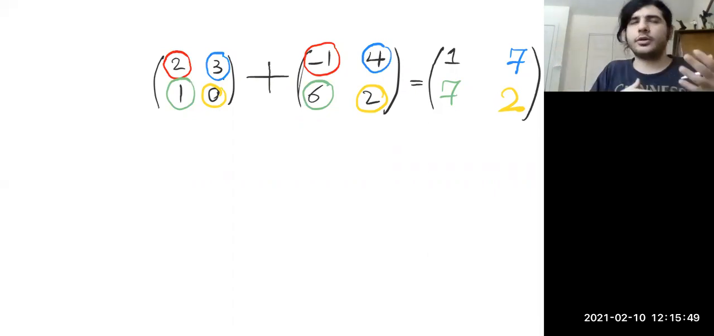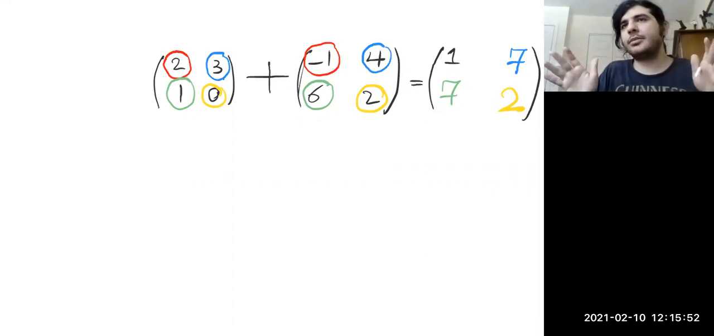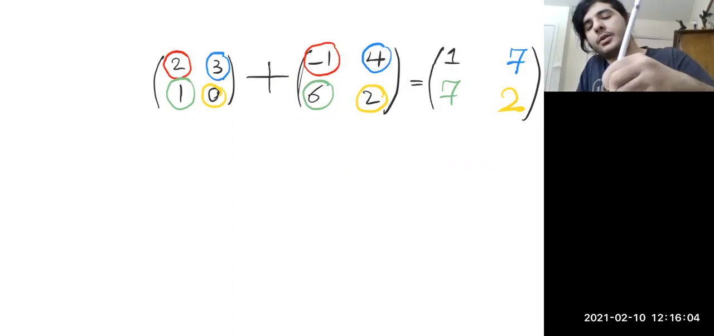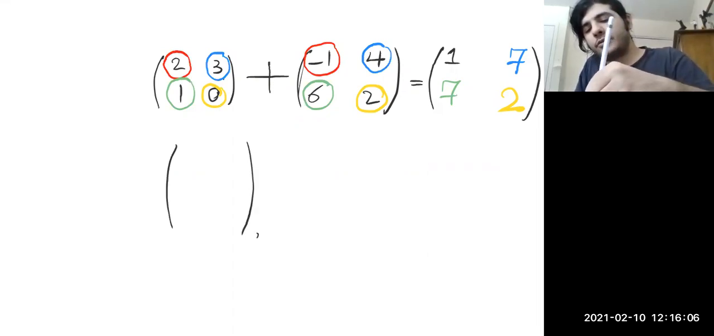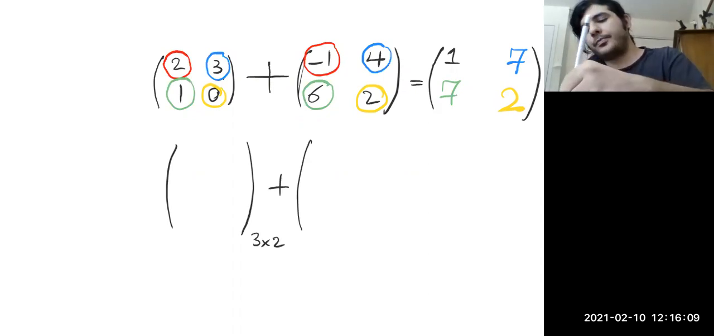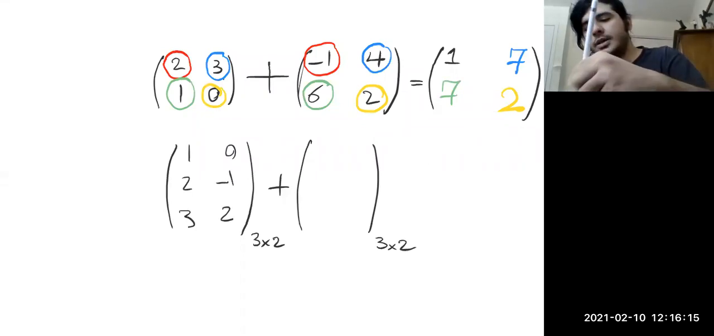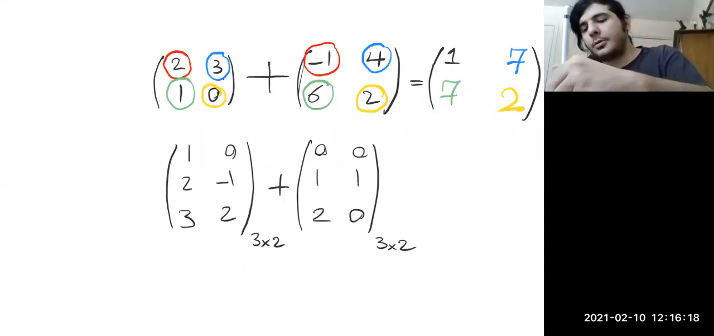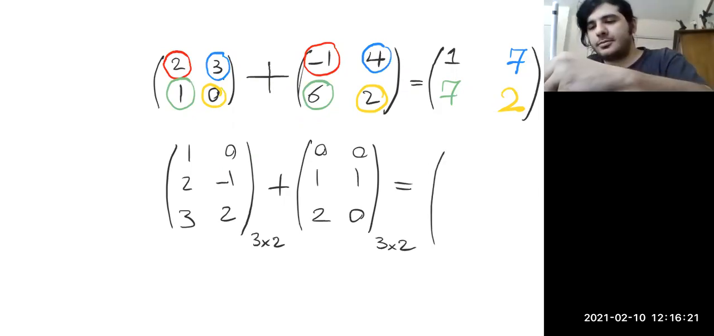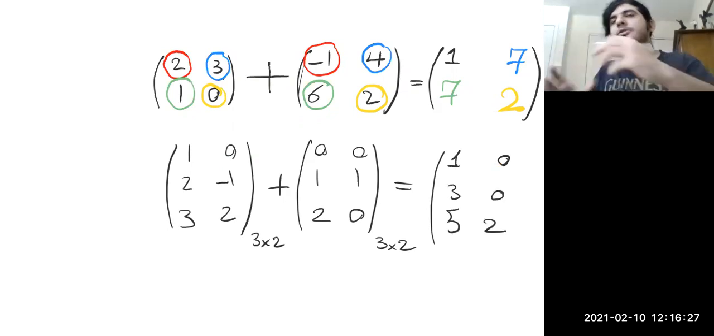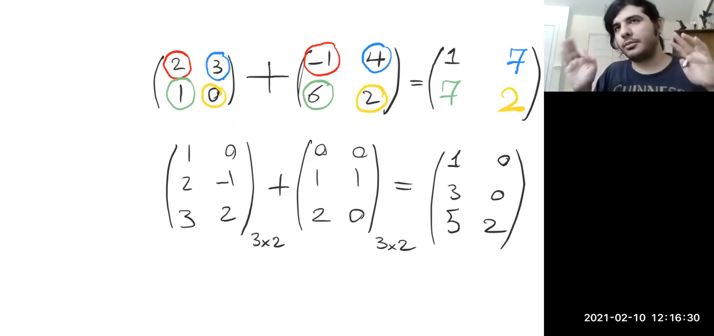It doesn't matter for 2 by 2; for 3 by 2, it's always similar. The point that matters is that when we are adding 2 matrices, their so-called dimensions, the number of rows and number of columns, should be the same. By that I mean we can have two 3 by 2 matrices and we can add them. So 1, 2, 3, 0, -1, 2, and 0, 0, 1, 1, 2, 0. We can add them similarly, and the result here would be 1, 0, 3, 0, 5, 2. I just add them component by component. It's called component-wise.